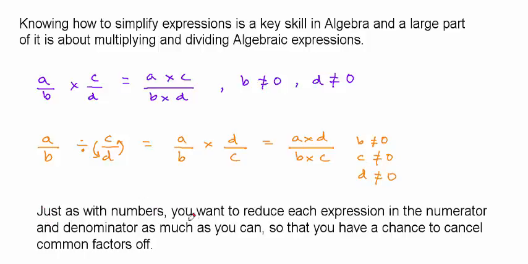Just as with numbers, you want to reduce each expression in the numerator and denominator as much as you can, so that you have a chance to cancel common factors off. Let us see some examples at work.